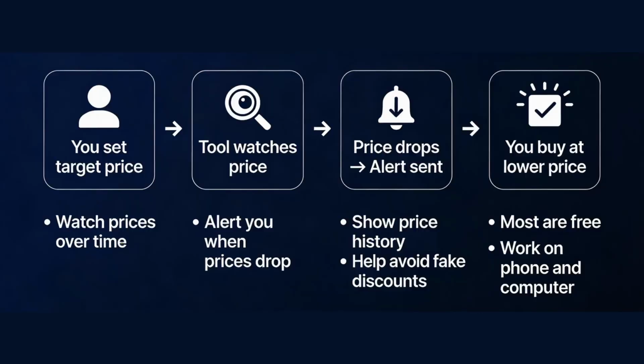Now let's talk about price tracking tools, that's AI working for you. You set the target price, the tool watches the price, and if the price drops, an alert is sent to you however you set it up, whether it was through text or email, and you buy that item at a lower price. So what this does for you, watches the prices over time and alerts you when prices drop. But also some of these show the price history to help you avoid fake discounts because some retailers do that. Most are free and most work on both the phone and the computer.